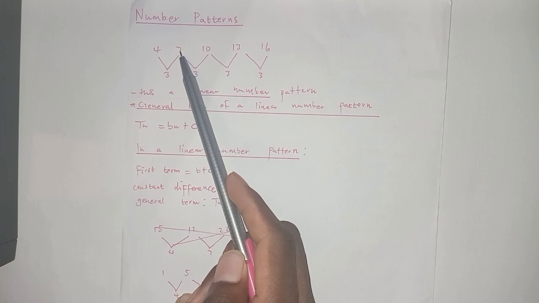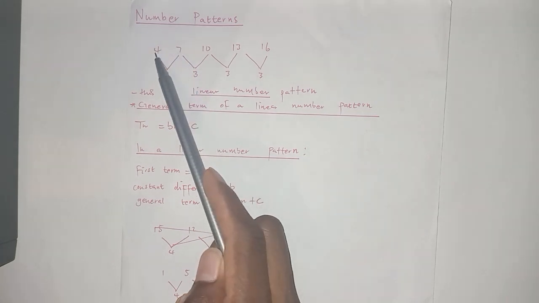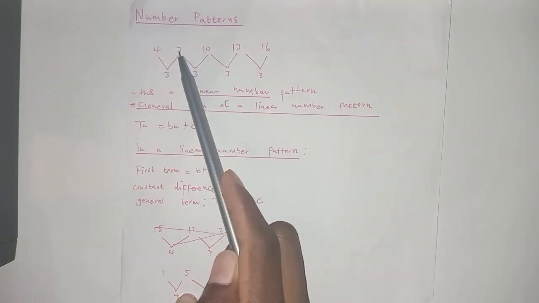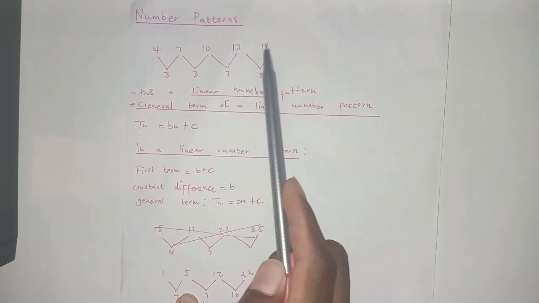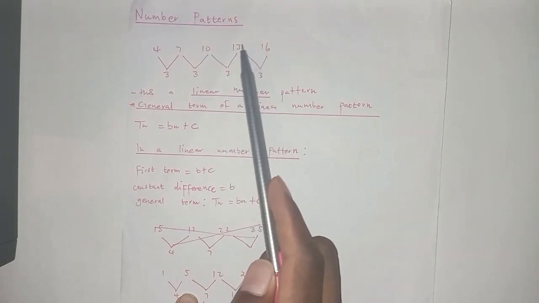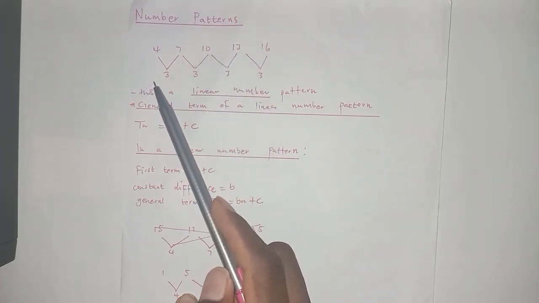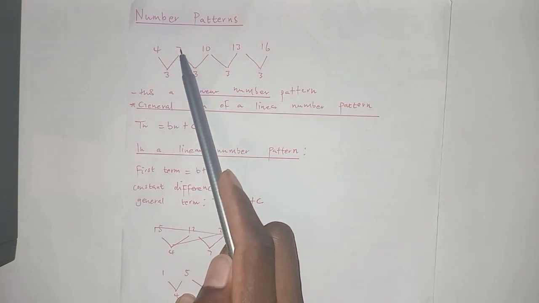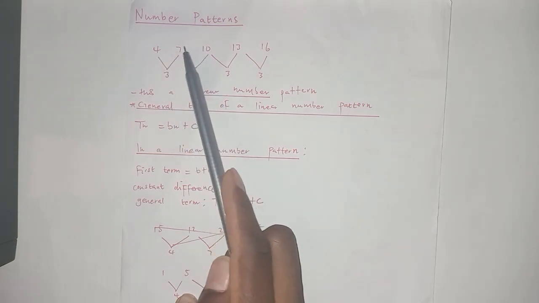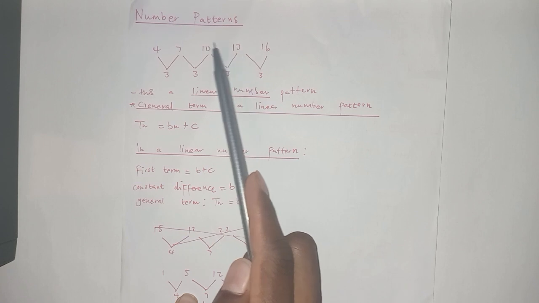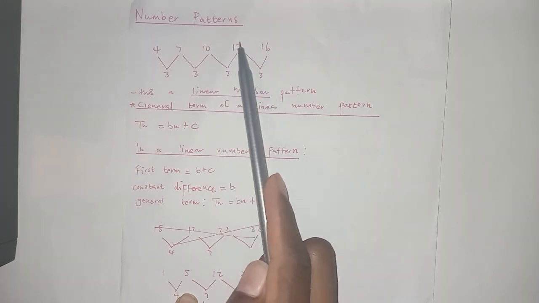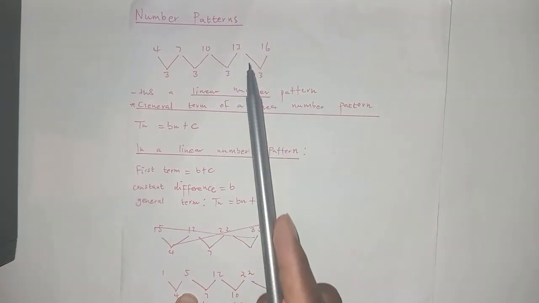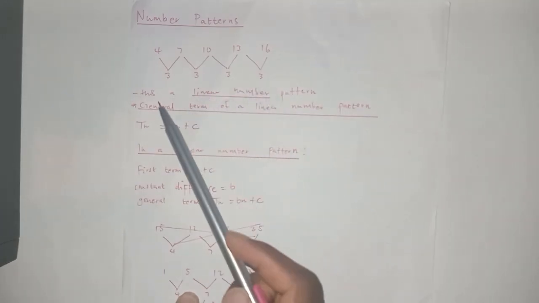You look at the next number and subtract the previous number from it, next number, previous number, next number, previous number. So that's what you do. That's how you subtract to get the difference between each number.